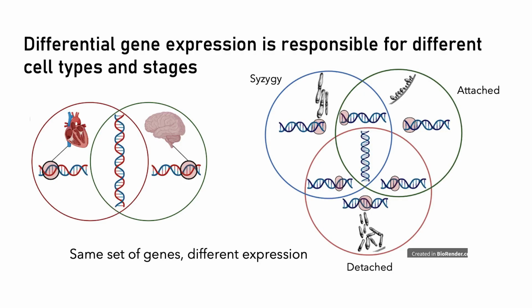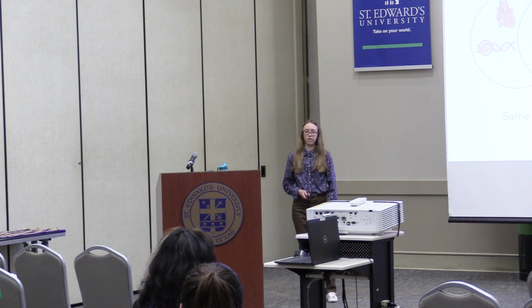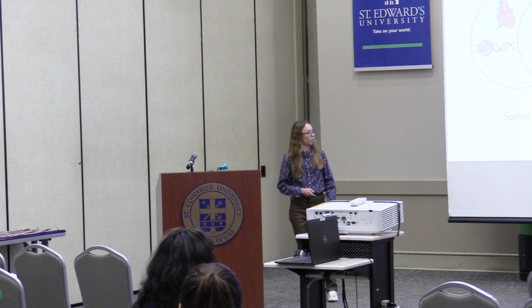And so we want to learn more about those different stages and what makes them unique. The way we can do this is by studying differential gene expression. You see, each cell in the body has the same set of genes. The thing that makes them different is which genes are expressed, which ones are turned on or off, and how often they're on or off.